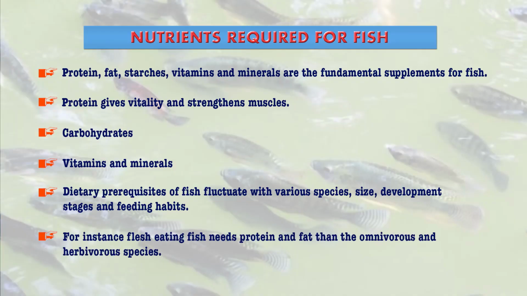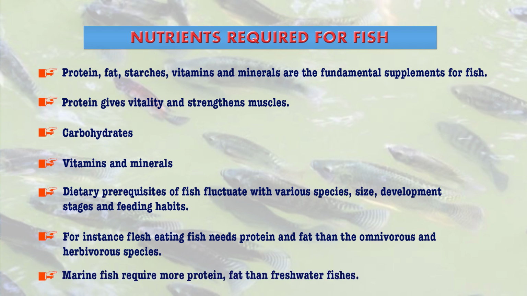So all these requirements vary from species to species. Now for instance, there are flesh eating fish, and these need more protein and fat than the omnivorous and the herbivorous species. In the same way, the marine fishes require more protein than the freshwater fishes.